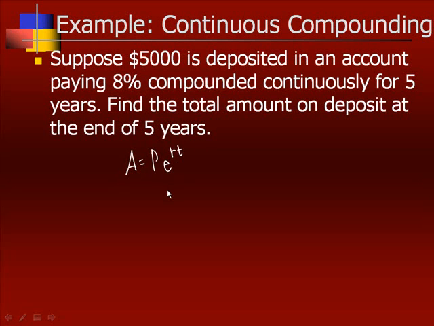For example, suppose $5,000 is deposited in an account paying 8% compounded continuously for 5 years. Find the total amount on deposit at the end of 5 years. So P is our principal, which is $5,000, times e to the RT. Now R is 0.08, times 5.